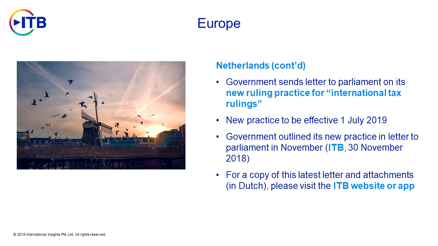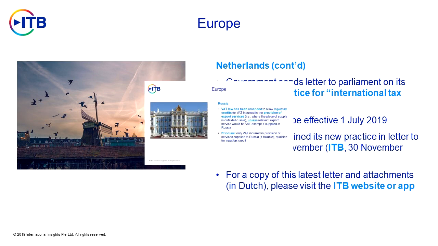And speaking of private rulings, the Netherlands government has sent a letter to Parliament on its new ruling practice concerning international tax rulings, which will be effective the 1st of July 2019. You'll remember that the government outlined the new practice in a letter to Parliament in November last year. For a copy of this latest letter and the relevant attachments, please go to our website or app.